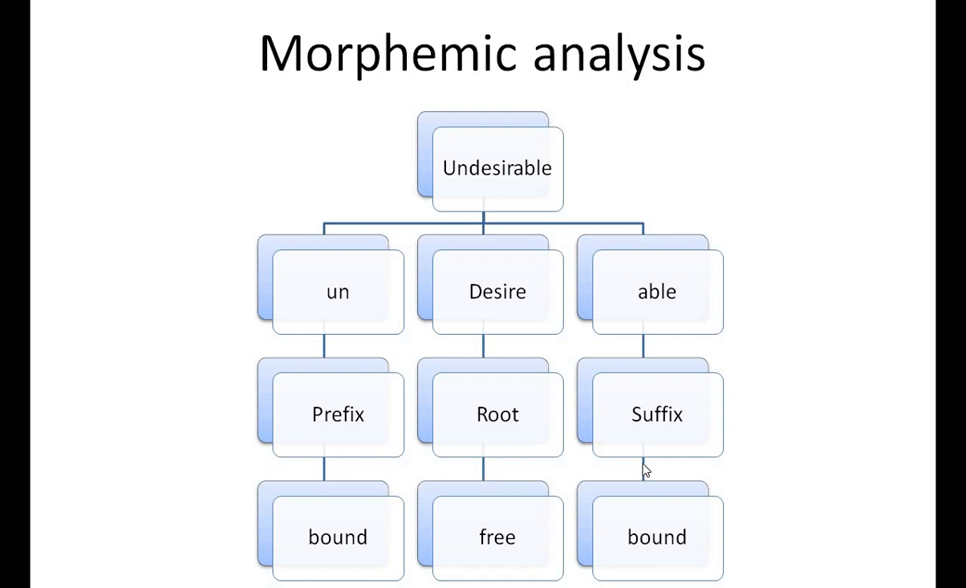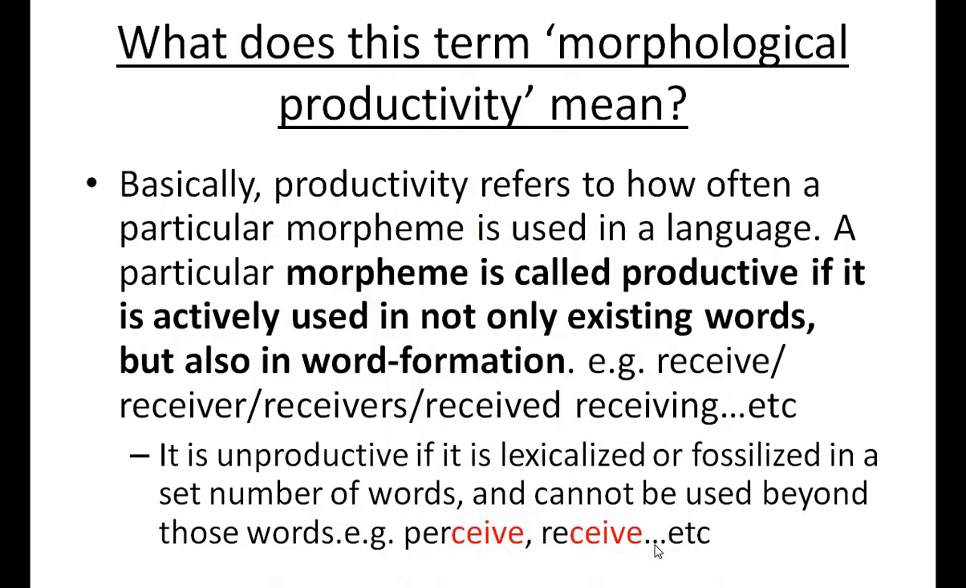And they have a general term for both prefixes and suffixes, that is affix, and they are types of bound morphemes. Okay, here I have also written that prefix is a form of bound morpheme. Root morpheme, or root, is a kind of free morpheme, and suffix, or able, is a kind of bound morpheme.